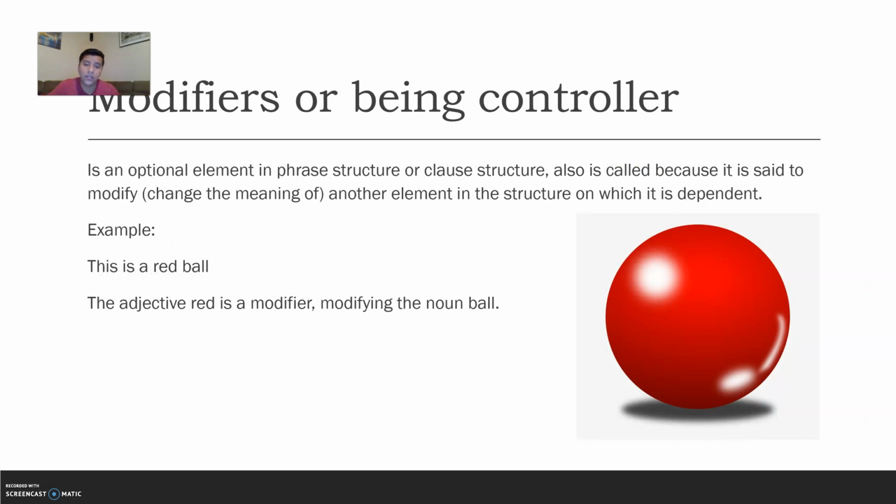Now let's talk about the second thing in this exposition. The topic is modifiers, or the ones that are controlled. A modifier is an optional element in phrase structure or clause structure. It is called that because it is said to modify, to change the meaning of another element in the structure on which it is dependent. Example: this is a red ball. The adjective red is a modifier. Why? Because it's modifying the noun ball.